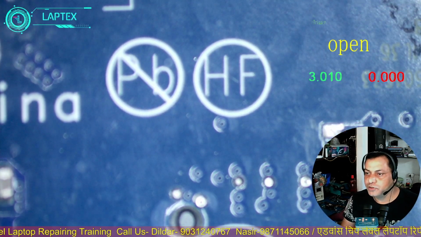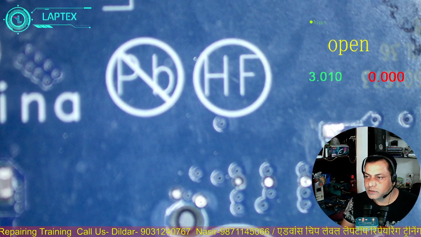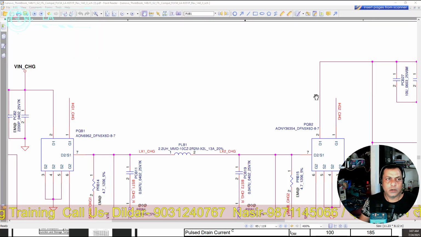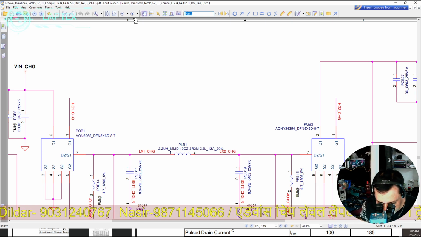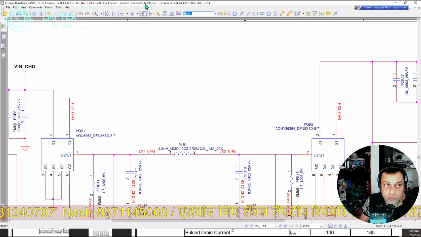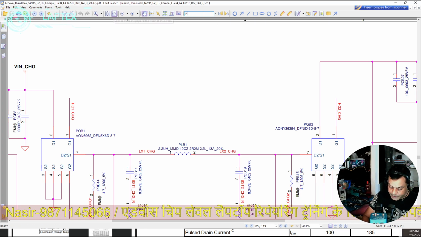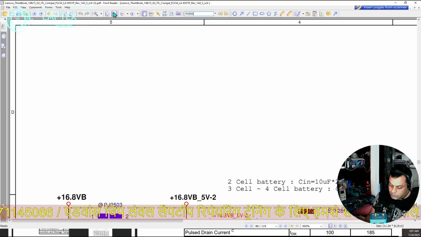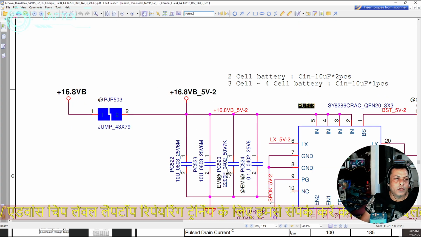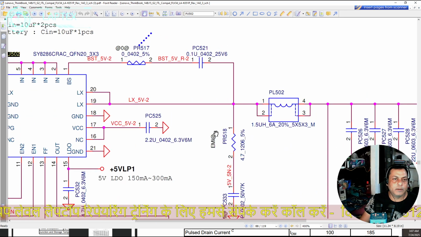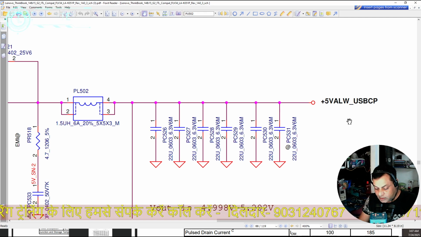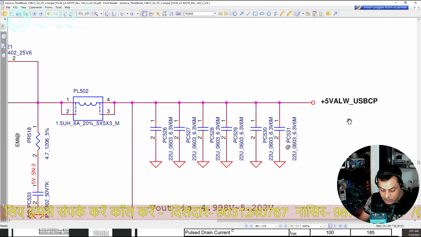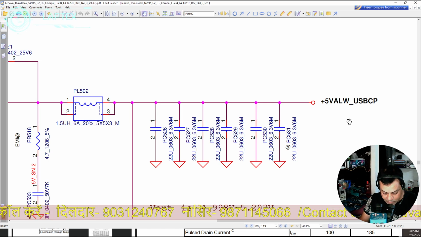First of all, let me show you what I have removed. Okay, so the IC number on my motherboard was PU502. So 16 volt will come here and it will release 5 volt. My guess was absolutely right. So here is the 3.3 volt and 5 volt regulator.